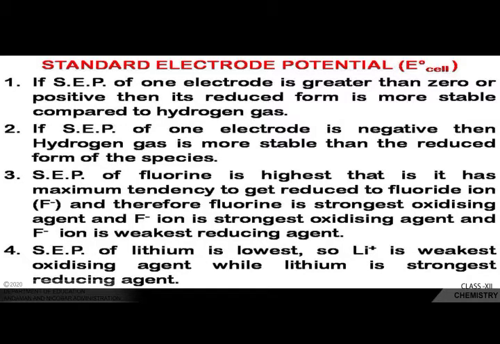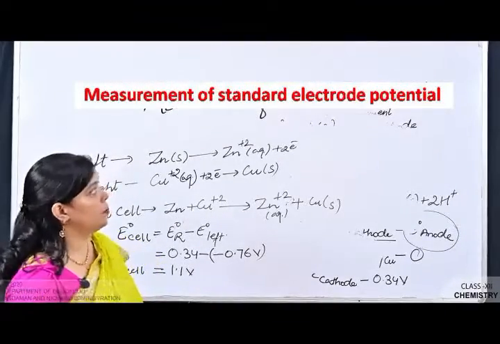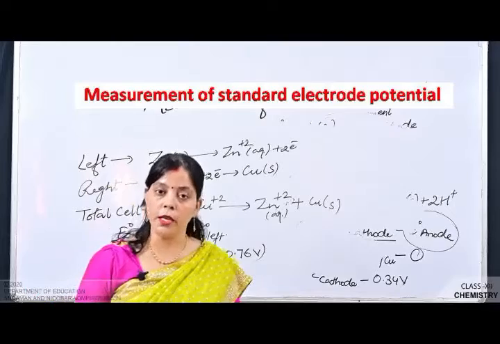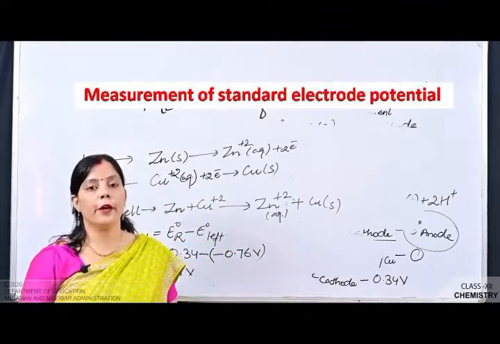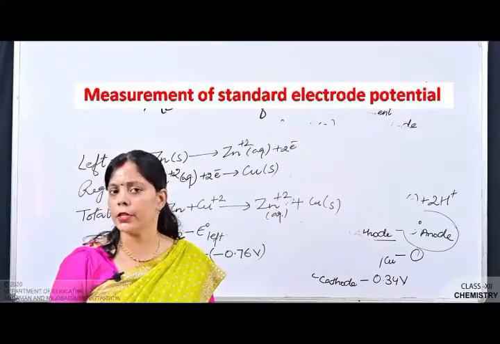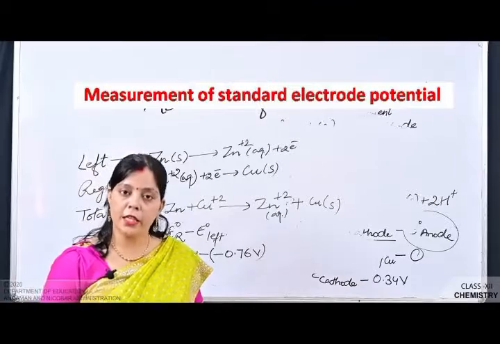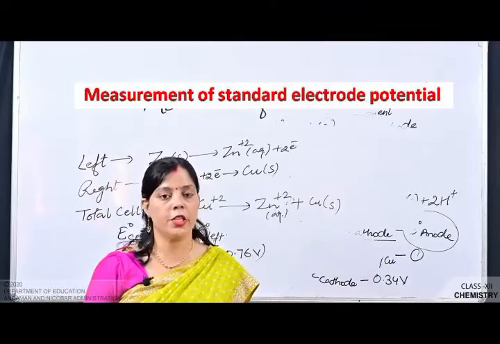So children, today we discussed the measurement of electrode potential. Then how can we measure the electrode potential of an individual half cell, and what is the standard condition? The standard condition is a concentration of 1 molar and a temperature of 298 Kelvin. In the case of a gaseous electrode, the pressure is 1 bar.